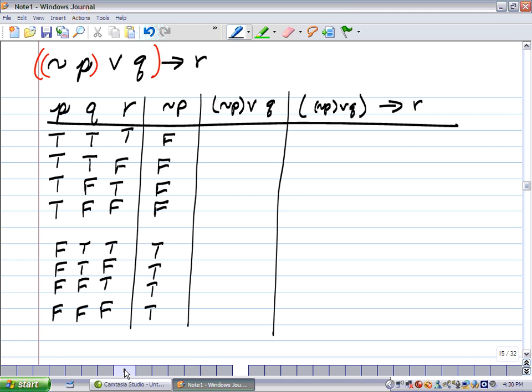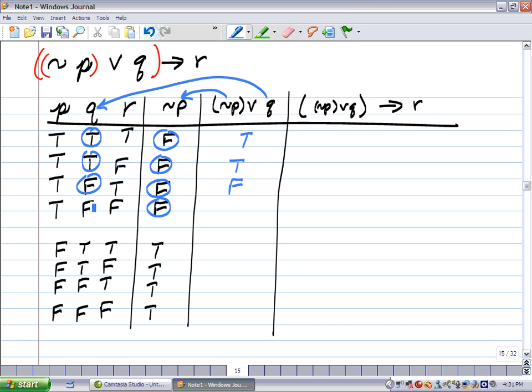And now I need to do not P or Q. So false or true. But only one of them has to be true. False or true, true. False or false, false. False or false, false. Down here, true. Look at all these are true. True or anything is going to be true. Right? True or true is true. True or true is true. True or false is true. True or false is true.